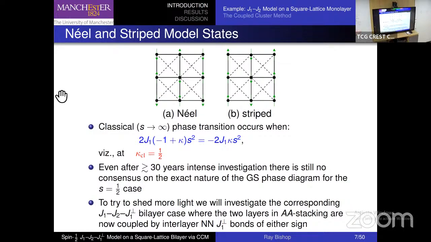The Néel is likely to work better when J2 is small, and the striped is likely to work better when J2 is big. Or in other words, Néel for small kappa, striped for big kappa. But we'll see. We just use them. Just put it in and see what happens.